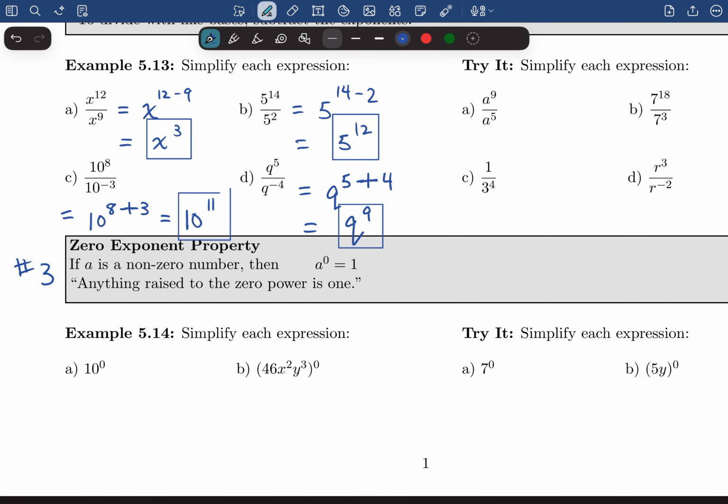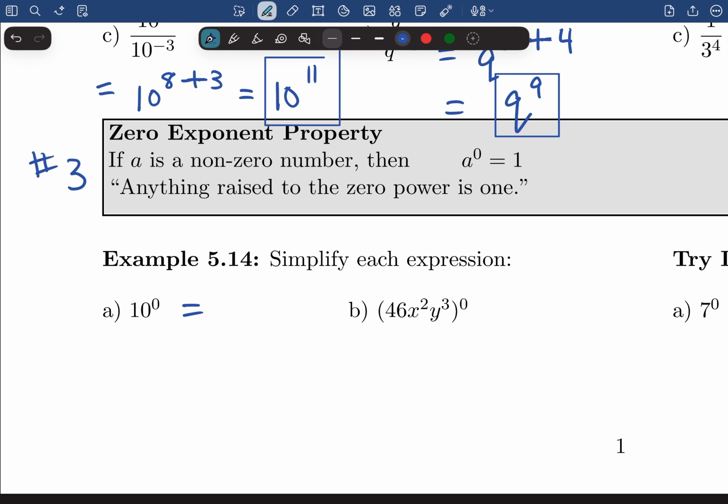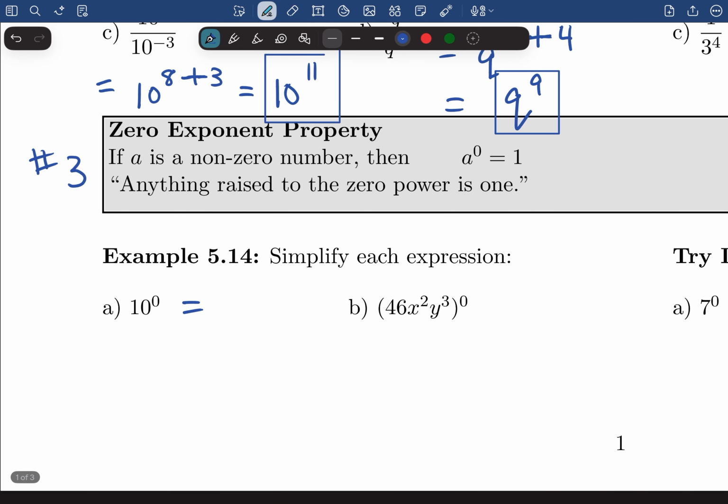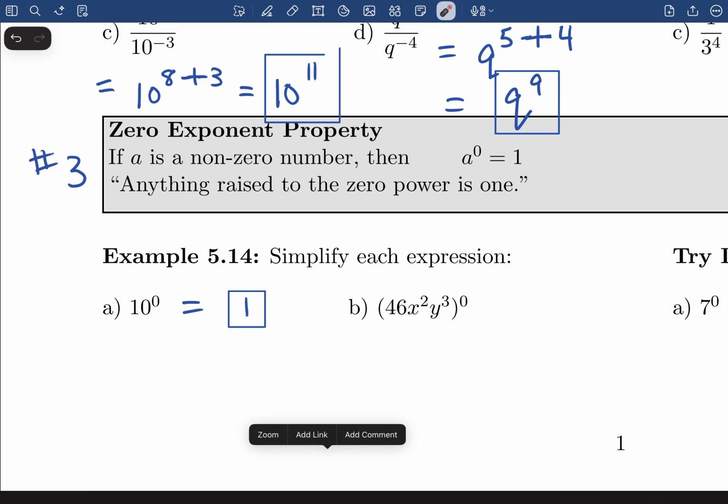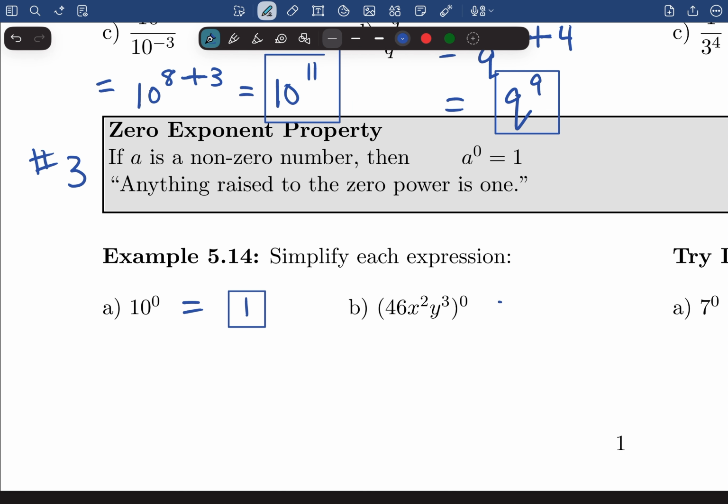So when we see 10 to the 0 power in this example 5.14, 10 to the 0 power equals 1. And then when we see something that looks even more complex, like 46 times x squared times y cubed to the 0 power, well, all that stuff is raised to the 0 power, so it equals 1. And that is the zero exponent property.